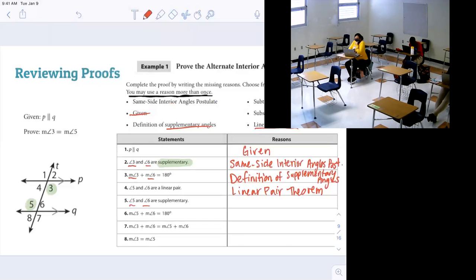For this one, I'll give you a hint. We've already used it. Is it the linear pair? It's the linear pair theorem again. Yep.